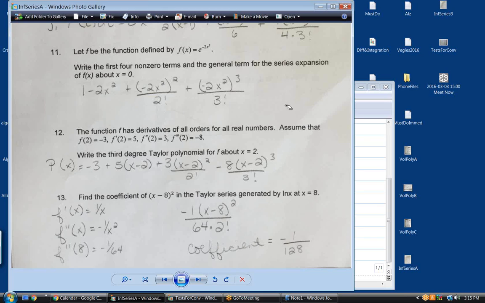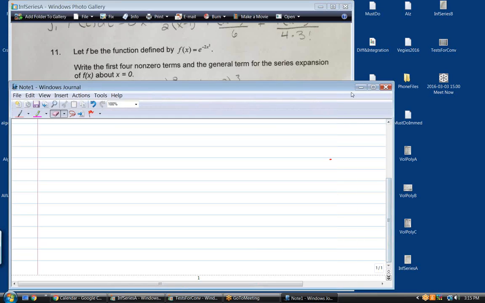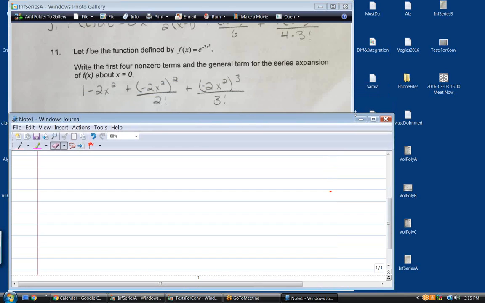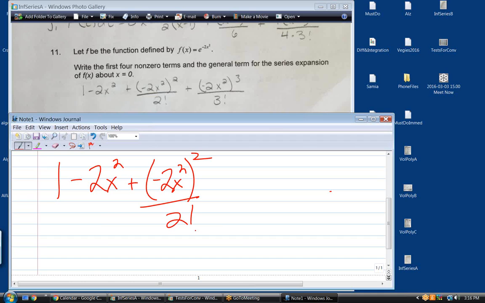It's actually pretty easy. Can you figure out what the nth term would be? In other words, let's write it out here. Negative 2x squared. Would it be negative 2x squared to the n over n factorial?